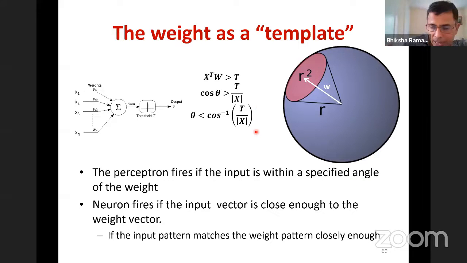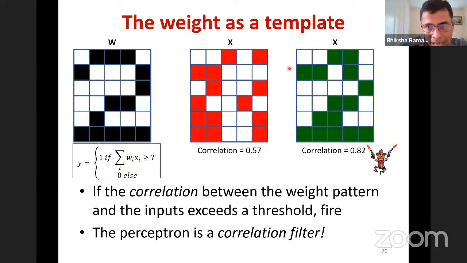And so basically what we're saying is that the weight is a vector in the space, and anytime the input is close to the weight in angle, the neuron will fire, otherwise it will not fire. So you're literally saying how similar is the input to the weight. In other words, the neuron is actually just a correlation filter.